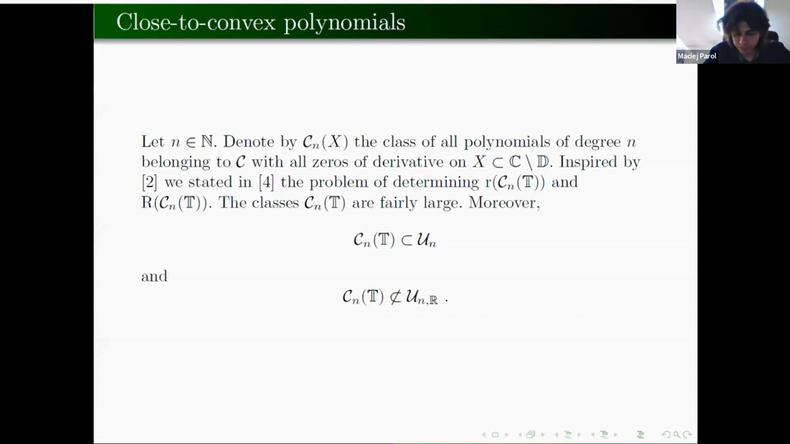And our problem is to determine the minimal and the maximal radii of the class Cn of x, where the class Cn of x is the class of all close to convex polynomials of degree n with all zeros of the derivative on the set x. Of course, x is a subset of C minus the unit disk, because in the class HD there can't be zeros in the unit disk, because the antiderivative of this function must be locally univalent.